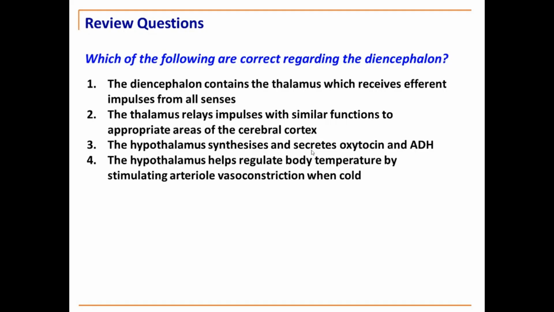The hypothalamus helps regulate body temperature by stimulating arterial vasoconstriction when cold. So yes, it is involved in arterial vasoconstriction because, of course, it is talking to the brainstem all the time.